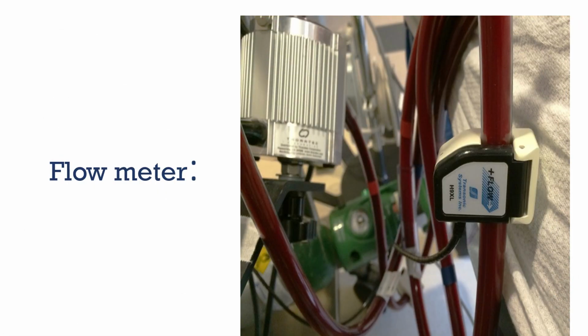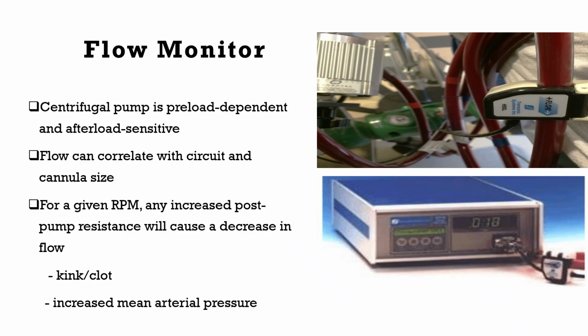An important thing in the ECMO circuit is the flow meter, which is put on the venous line in the same direction as the blood flow. Why is the flow meter very important? The centrifugal pump, as we mentioned, is preload dependent and afterload sensitive. So the flow correlates with the circuit and the cannula size. For a given RPM or speed, any increase in post-pump resistance will cause a decrease in flow, like kinking, clot, or increased mean arterial blood pressure in VA.